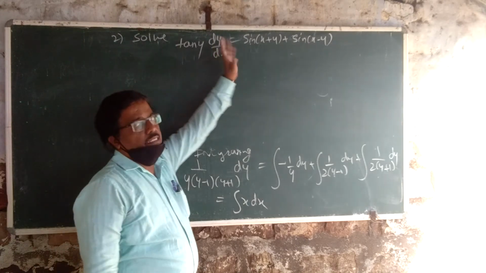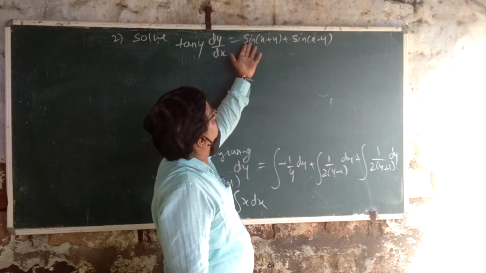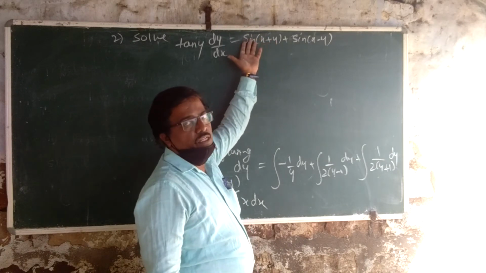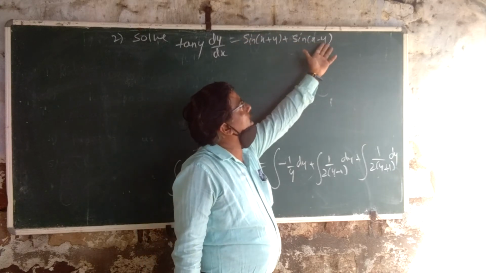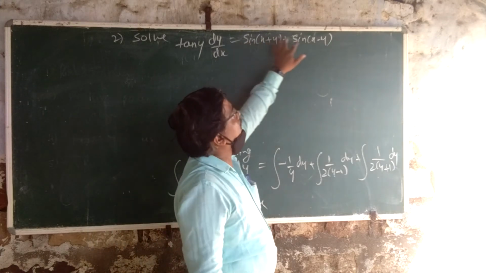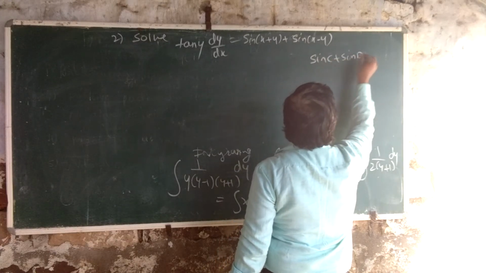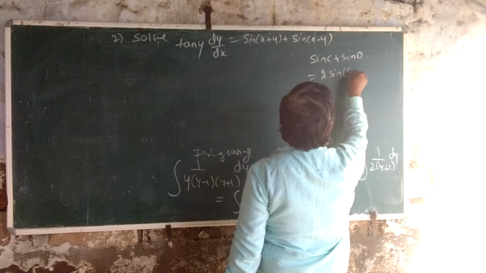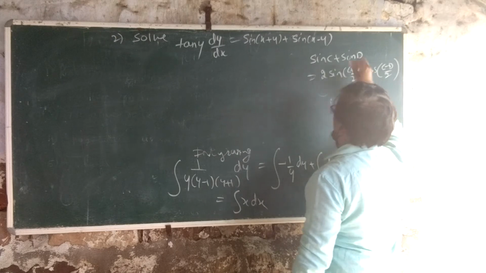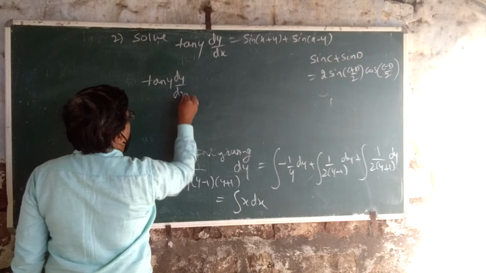So before making variable separable method, we use the formula sin c plus sin d, because here the sine of x plus y is there. We cannot separate y term from this sine. Okay, and here also we cannot separate y term from this sine of x minus y. So what we do, we apply sin c plus sin d formula. So what is sin c plus sin d formula? So sin c plus sin d is 2 sine of c plus d by 2 into cos of c minus d by 2.